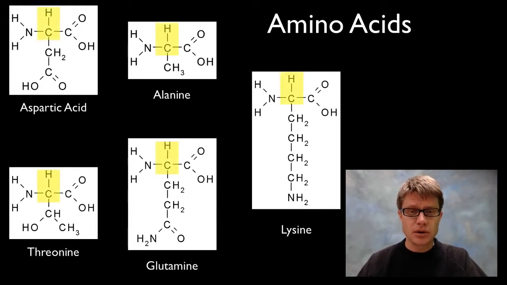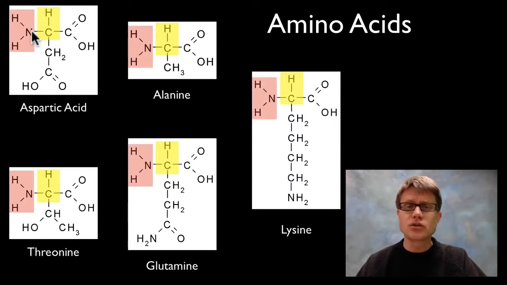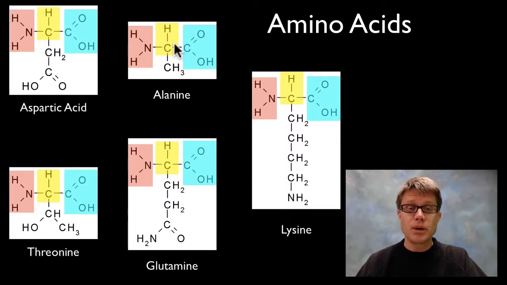If we look at the middle of each of these, we find that there's a carbon with a hydrogen attached to it. We call this carbon the alpha carbon. It's going to sit right in the middle. What else is the same in every amino acid? Well, on the left side, we have nitrogen attached to 2 hydrogens. We call this an amino group. And then if we look on the right side, we have what's called a carboxyl group. So every amino acid is going to have these 3 similar parts.